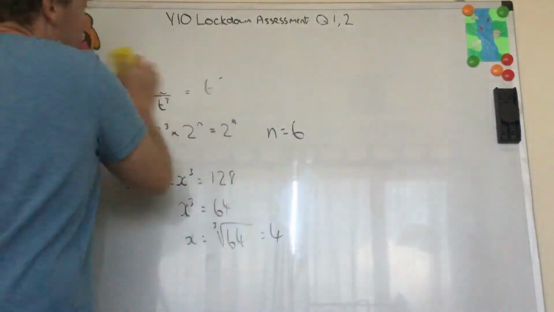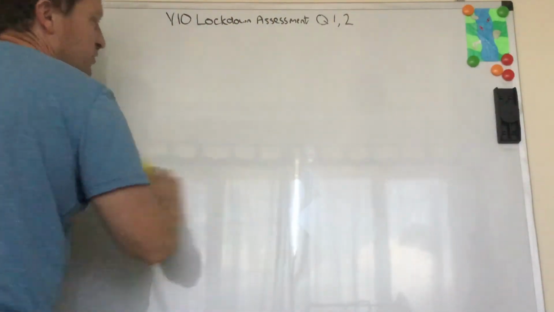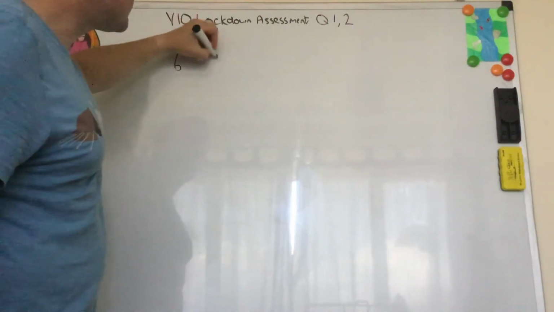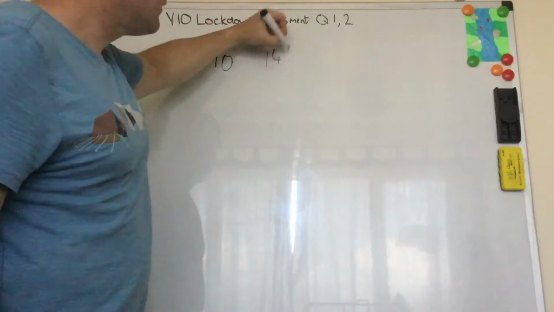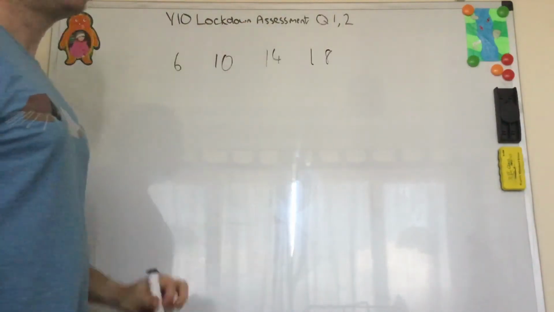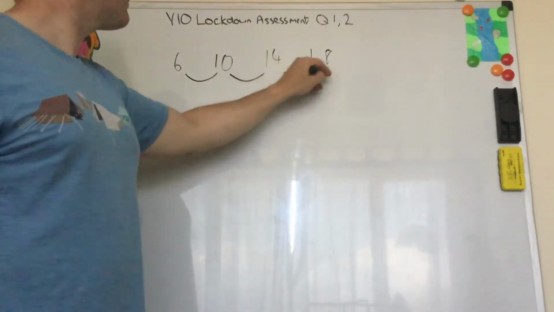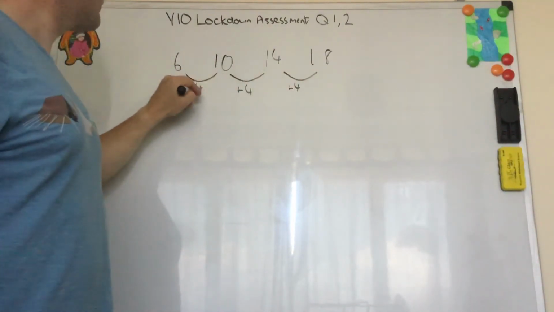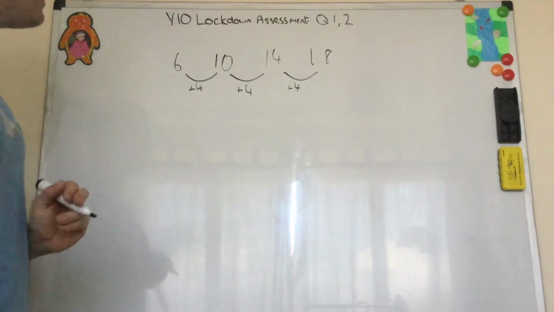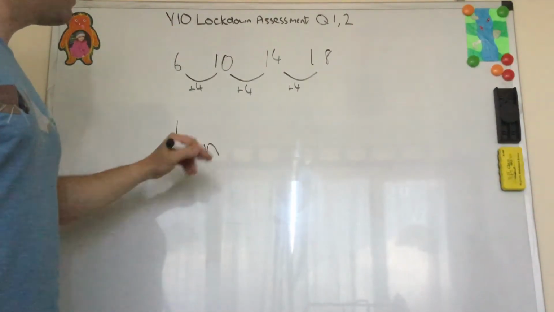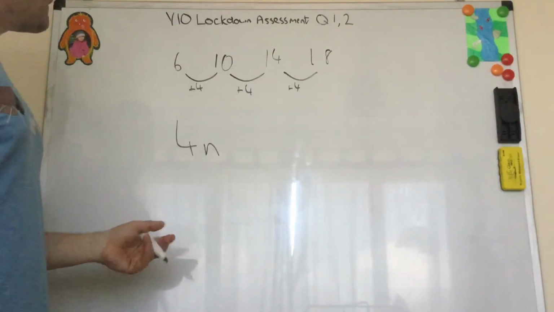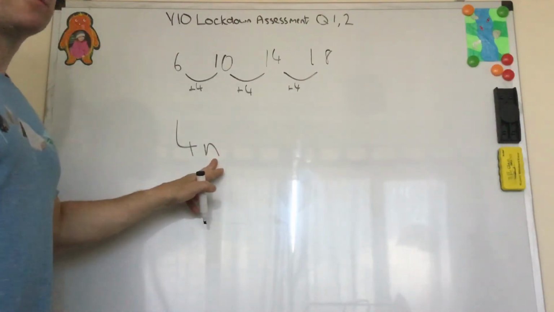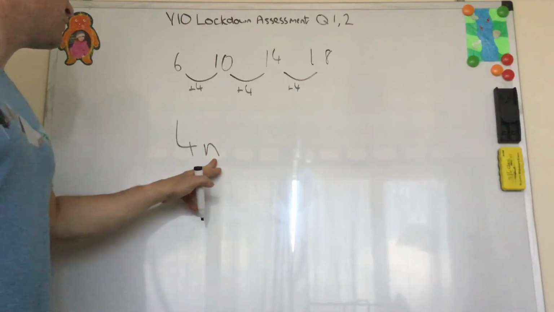Right. Question 2. Linear sequence, or an arithmetic sequence, goes up by the same amount every time. So 6, 10, 14, 18. So we look to see what it goes up by. It goes up by 4 every time. So it's linked to the 4 times table. The formula for the 4 times table is 4n. 4 times 1 is 4, 4 times 2 is 8, 4 times 3 is 12, and so on. Okay, so 4n means 4 times the number in the sequence gives us what the number is.